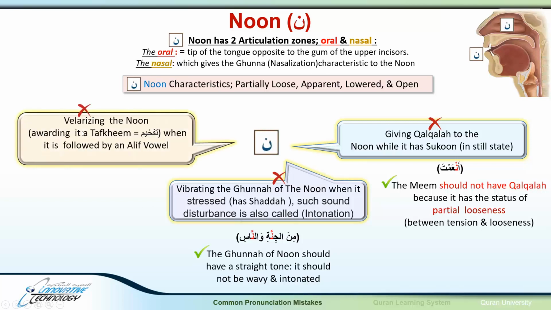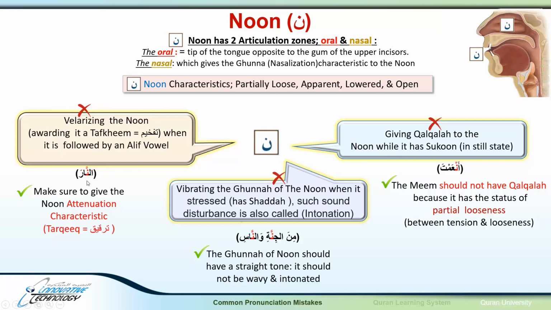And the third mistake is velarizing the Nun, awarding it a tafkhim when it is followed by an alif lam. Let's see the example. An-nar. This is wrong. This is basically giving the Nun a tafkhim, velarization, while it should be pronounced like this.